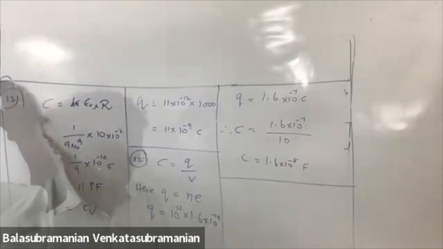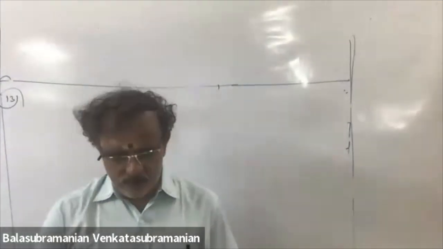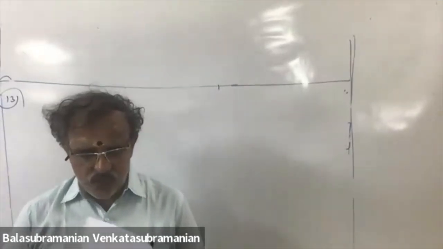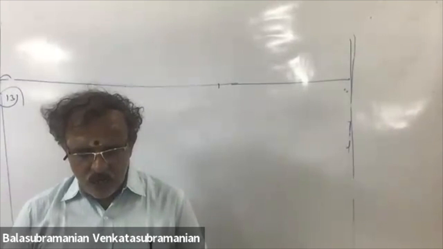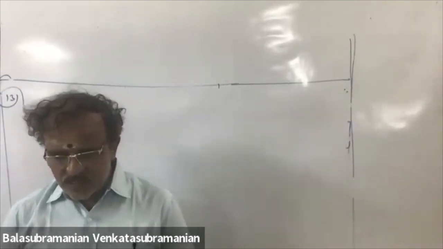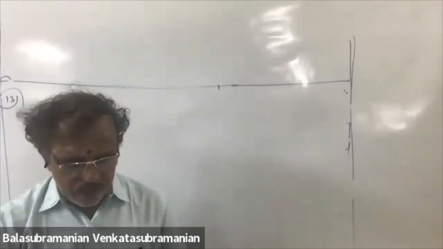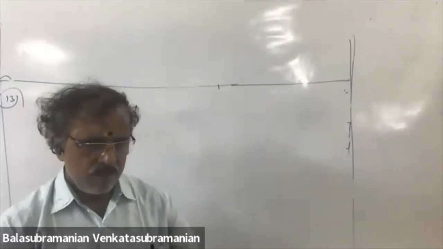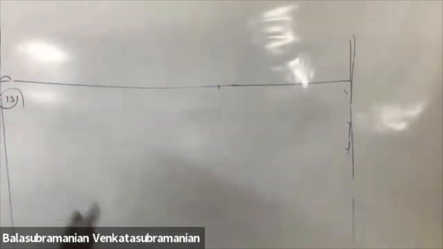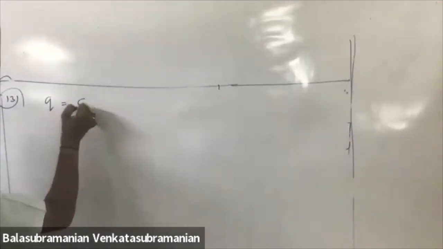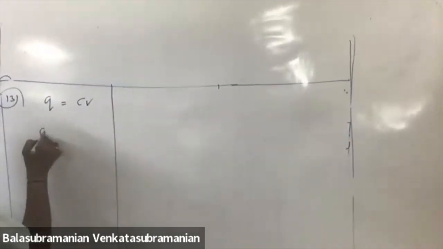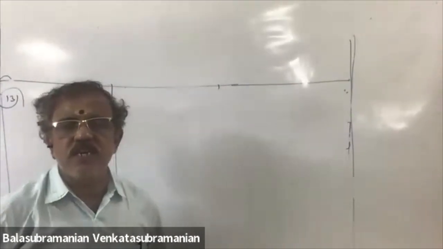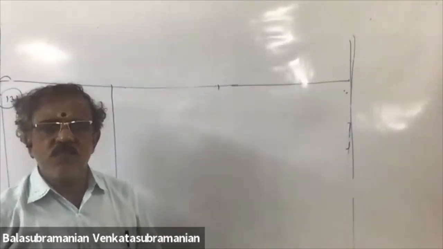13. A capacitor of 20 microfarad is charged to a potential of 10 kilovolts. Find the charge accumulated on each plate of the capacitor. Straight again, Q is equal to CV, C is equal to Q by V. Previous problem we have seen. Now Q is equal to CV.